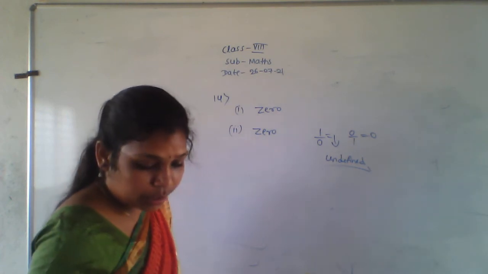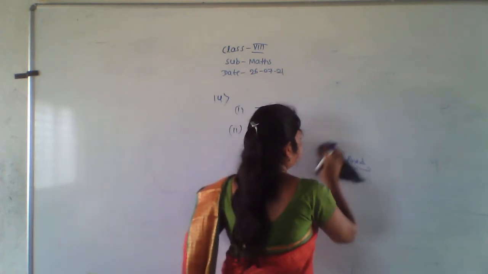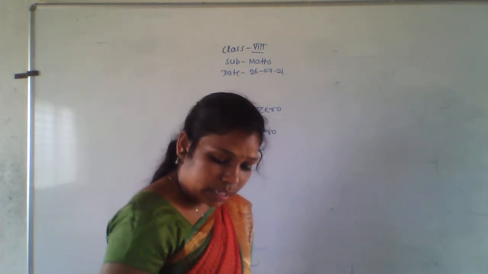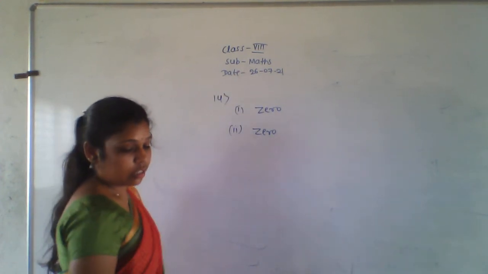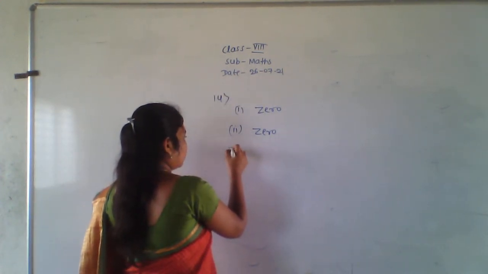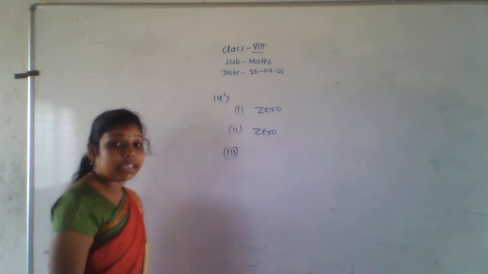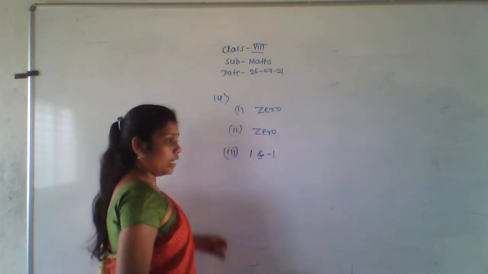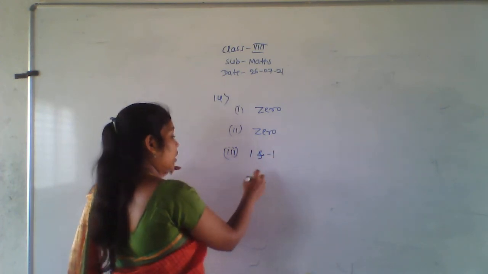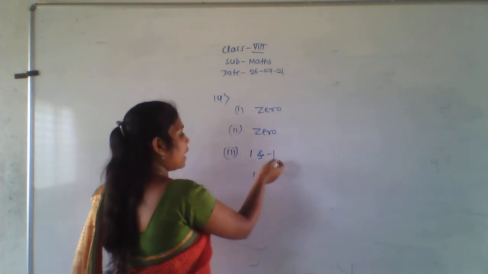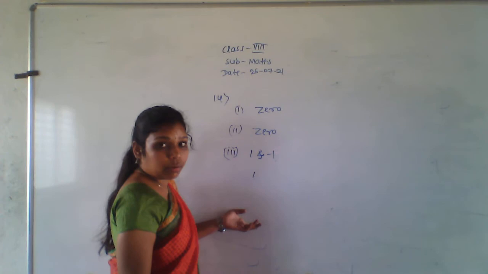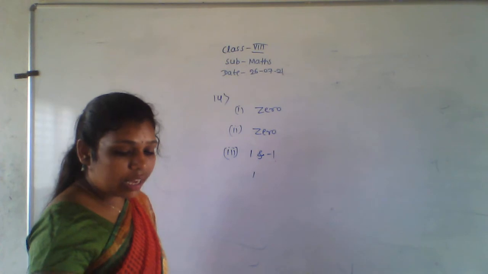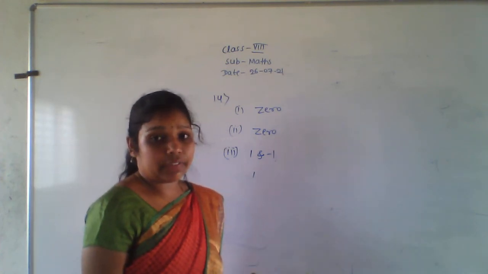Okay. So next, third one. What is the third question they gave here? Which rational numbers are their own multiplicative inverse? That is nothing but 1 and minus 1. See here. What is the multiplicative inverse of 1? That is again 1 only. What is the multiplicative inverse of minus 1? Again it is minus 1 only. Right? So 1 and minus 1 are the two rational numbers which are their own multiplicative inverse.